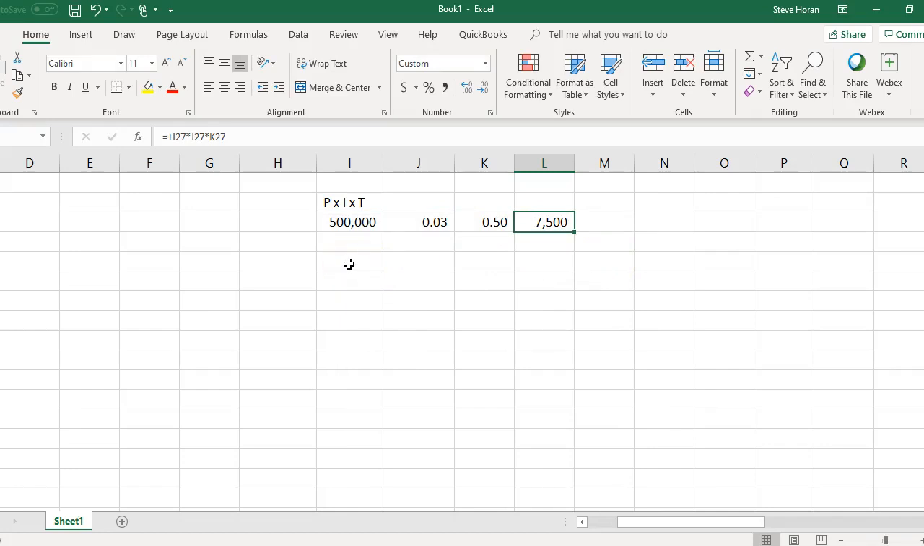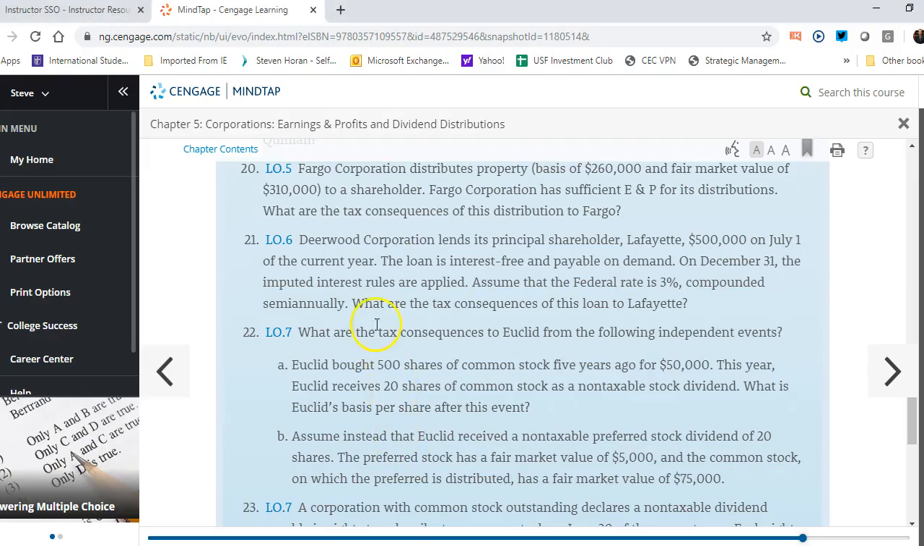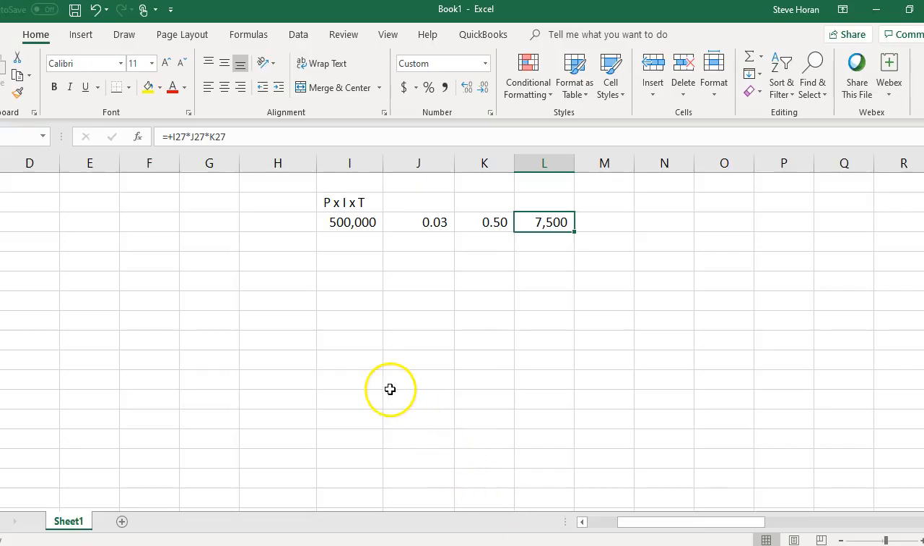Okay. So here's how this works. So the company, the corporation, is called Deerwood. Okay, and Lafayette's the principal. So in this example, this is basically a dividend to Lafayette. Okay, so this amount is paid by Lafayette to Deerwood in the form of interest. And so Deerwood basically then returns the amount back to Lafayette as a constructive dividend. So for Lafayette, he's going to treat this like a dividend.